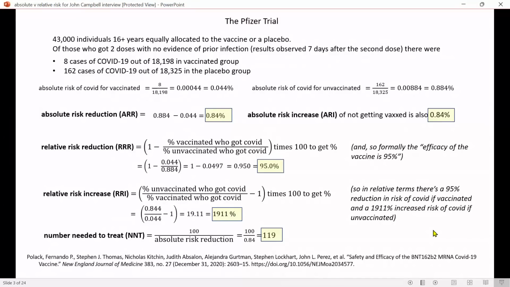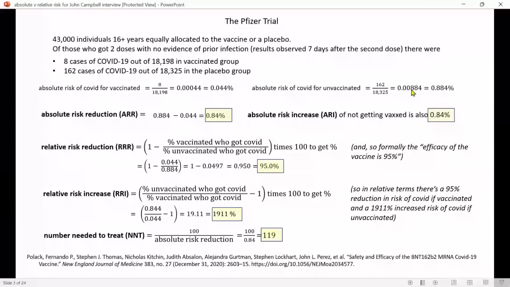But where do the numbers come from? Well, the absolute risk of COVID in the vaccinated is 8 over that 18,000 odd, which is 0.0044%, and the absolute risk of COVID in the unvaccinated is 162 divided by that 18,000 or so, which gives you 0.884%. The absolute risk reduction is simply the difference between those, which is where you get that 0.84% figure. So that's how that's arrived at.